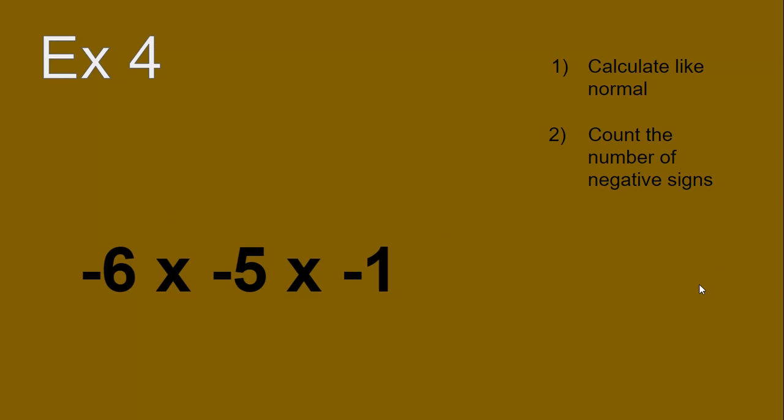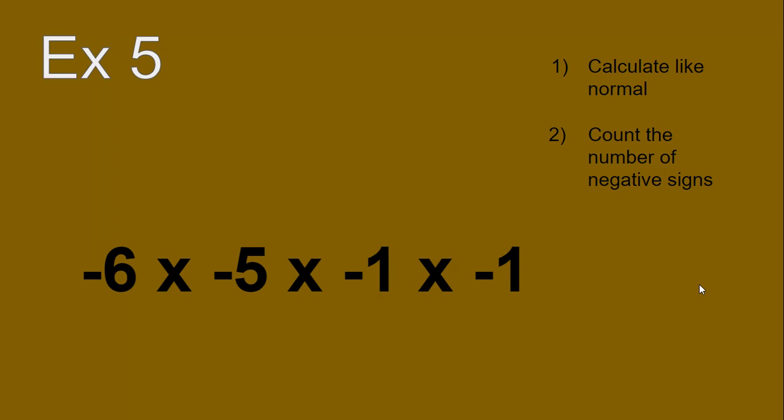What happens if we have 3 numbers? Well, we'll calculate like normal. 6 times 5 is 30. 30 times 1 is 30. Then we'll count the number of negative signs. I see 3. 1, 2, 3. Start to pair them up. There's 2. I have 1 that's left unpaired. My answer will be negative.